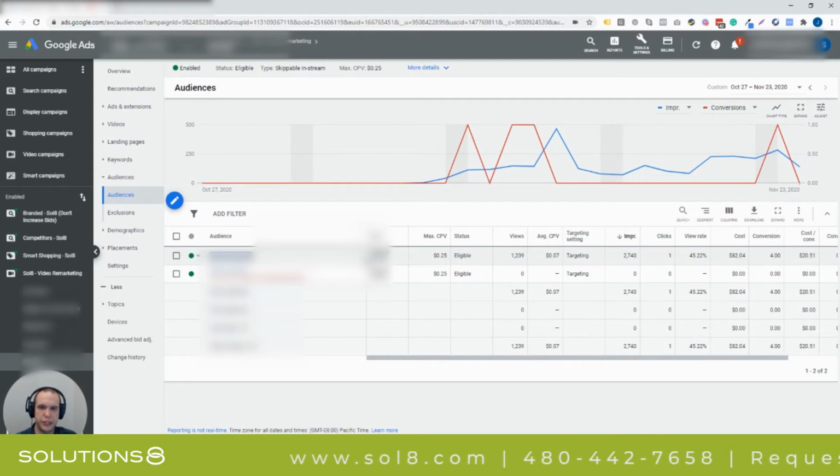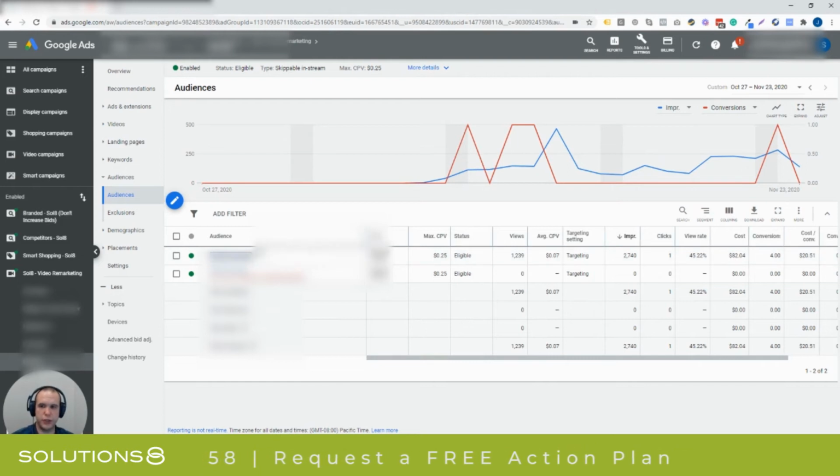Also in the audience is the people who have been to that page, have not purchased, but also have added the product to the cart. So that's all in this one audience here. And that's what we did for every single one of them.